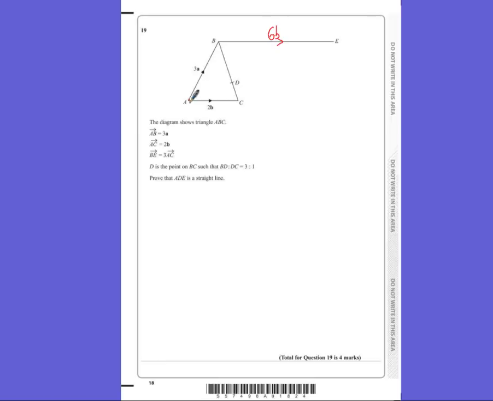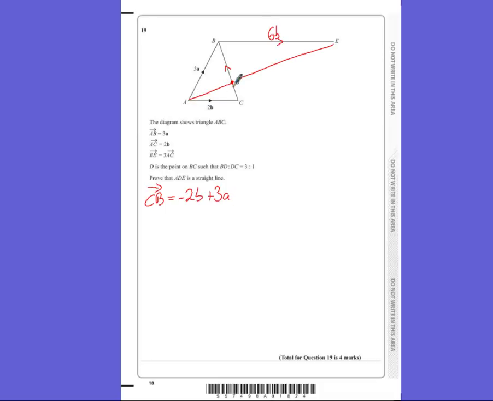So to do this, I need to find the vector for AD, I need to find the vector for DE, and then I need to prove that they are parallel to each other and that they share the point D. So that's the method that we're going to use. So first of all, we're going to have to go up and down this vector here. So we need to work out this vector. So I'm going to work out what CB is. So to go from C to B, I need to go backwards along here, which will be minus 2b's, and then up here, which will be plus 3a's. So we've got that CB is minus 2b plus 3a.